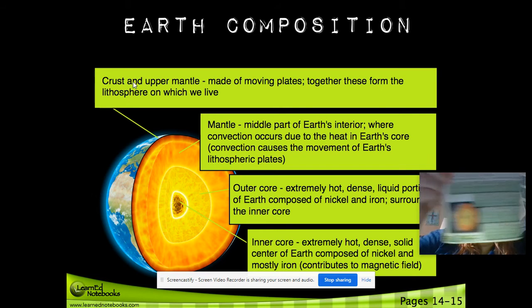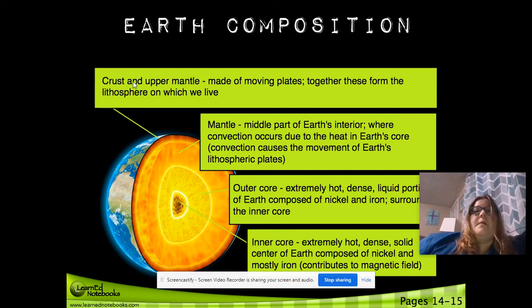Yes, there's a spot for you to write this down. Mantle is the middle part of Earth's interior, where convection occurs due to the heat in the Earth's core. So remember, the core is very, very, very hot. The inner core is actually hotter than the surface of the sun. And it heats up. So right here, you're starting to heat. This is the outer core. Starts heating up the magma. The magma then rises and will hit those plates, and they cause them to move.